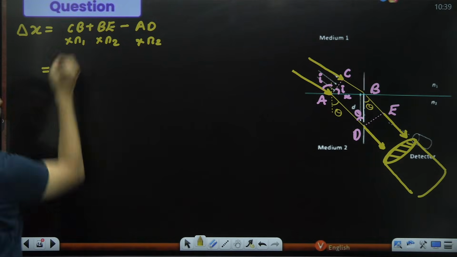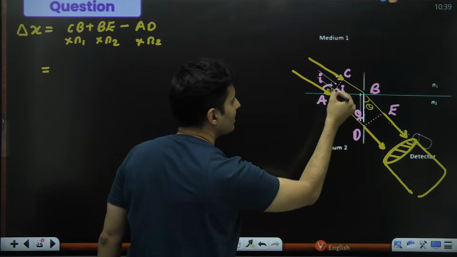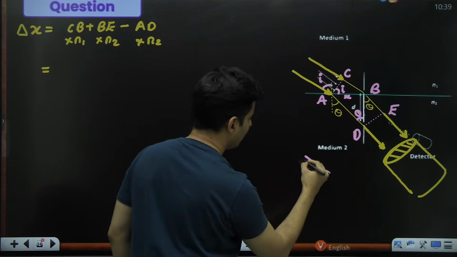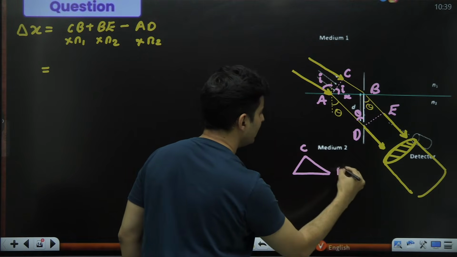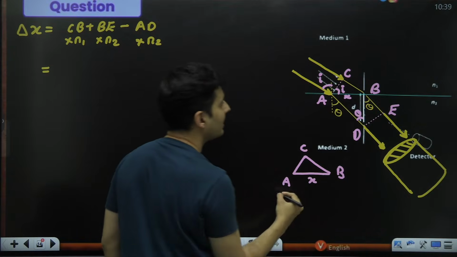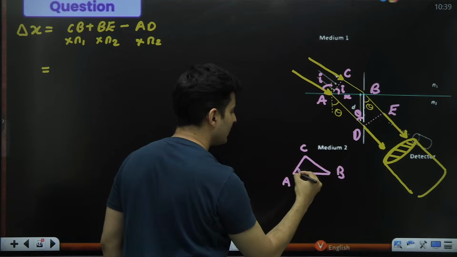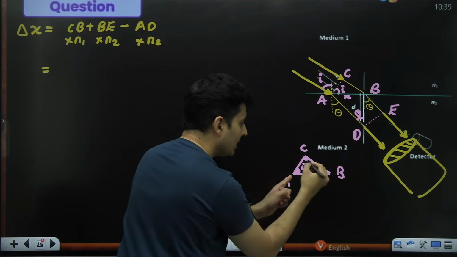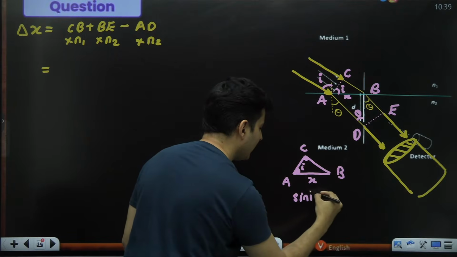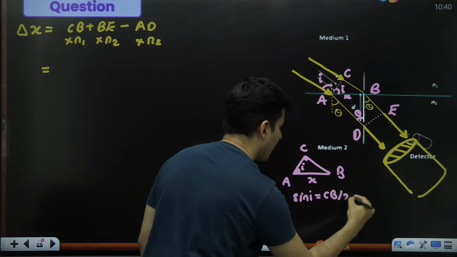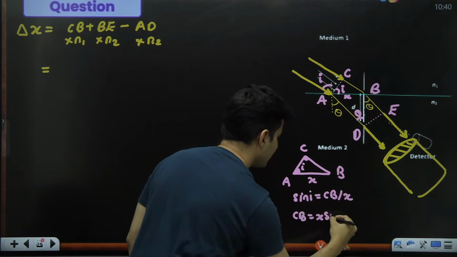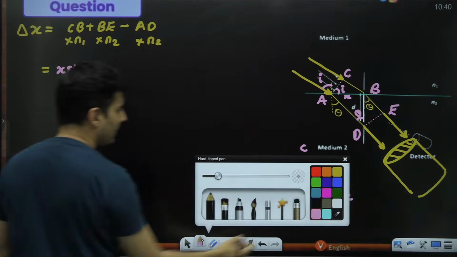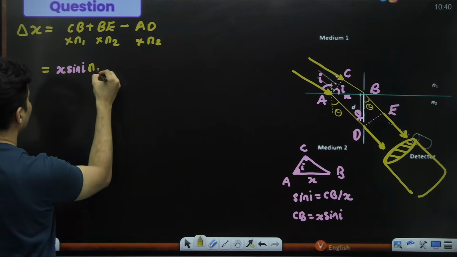Now what is CB? In this small triangle, C to B, this is A, this is basically X, and this is your angle of incidence. CB is basically the opposite side. So sine of I will be CB divided by the hypotenuse. So CB will be X sine of I. And this N1 will stay over here as it is.